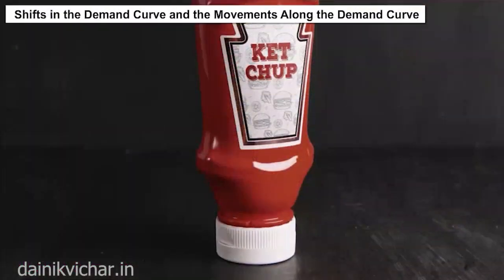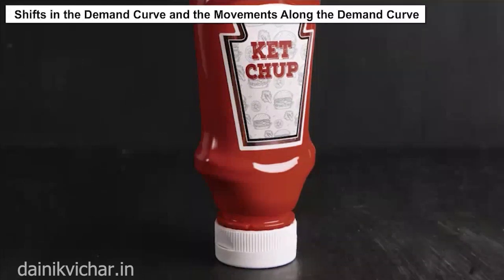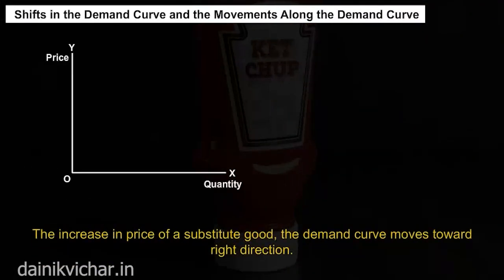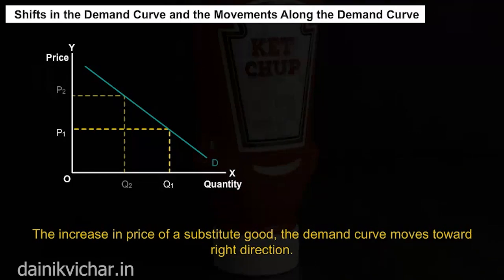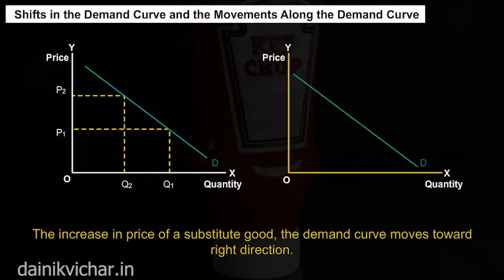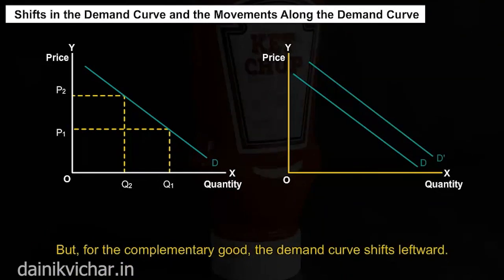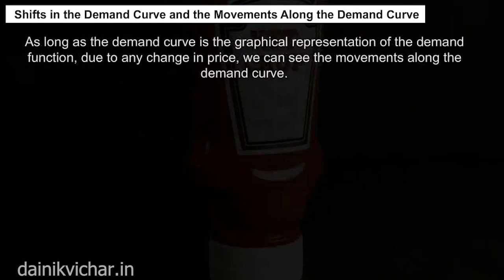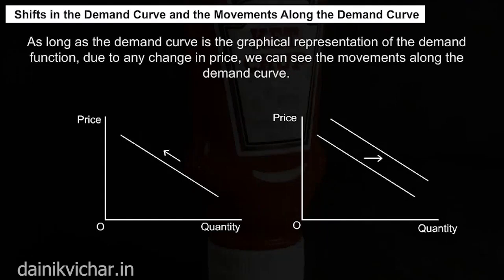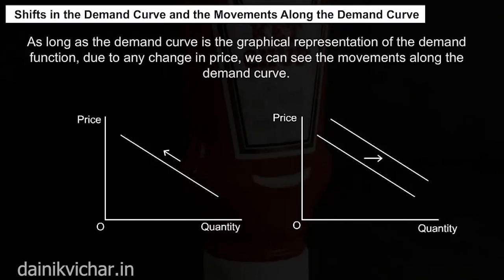Shifts in the demand curve and movements along the demand curve. With an increase in the price of a substitute good, the demand curve moves towards the right. But for a complementary good, the demand curve shifts leftward. As long as the demand curve is the graphical representation of the demand function, due to any change in price, we can see movements along the demand curve.